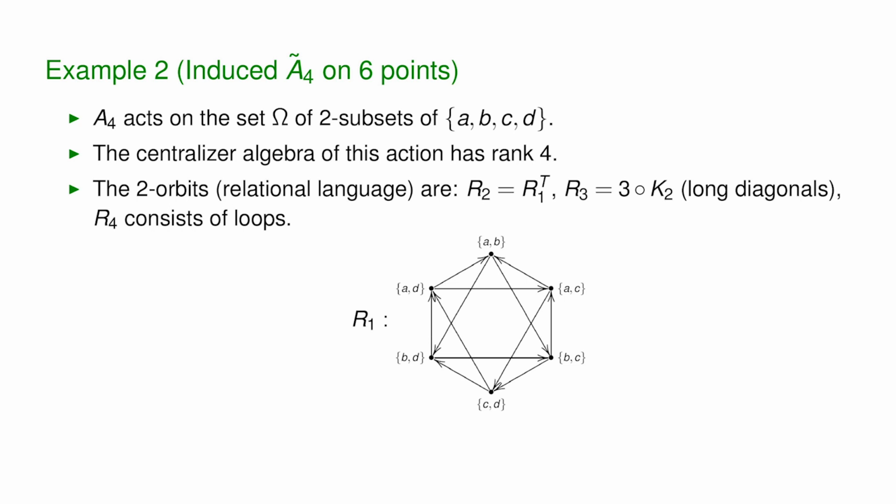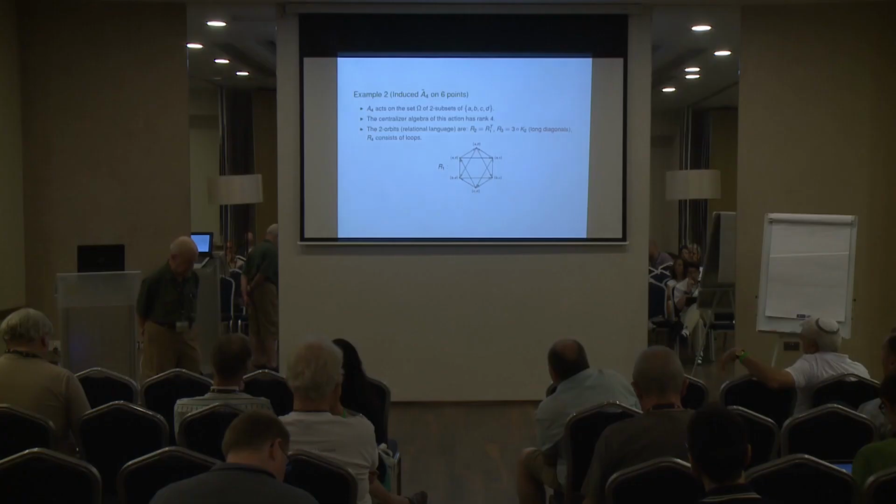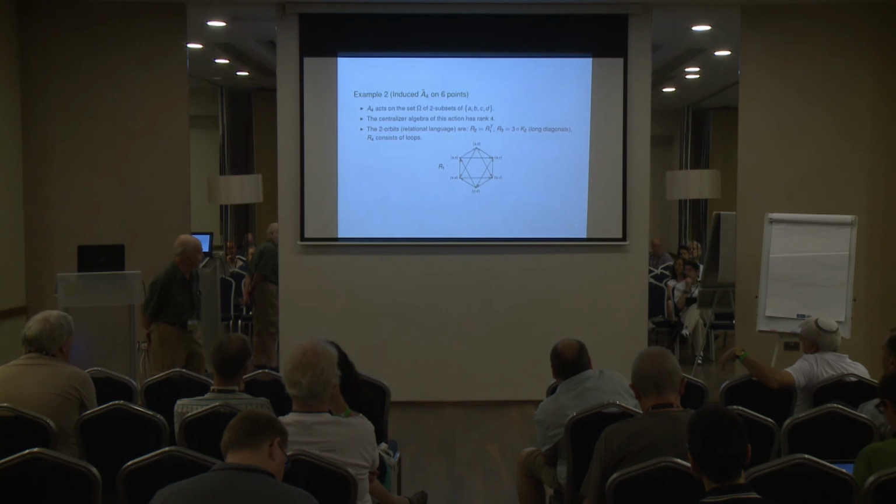Okay, now I consider a little bit more sophisticated example, the so-called induced action of group A4 on 6 points. So now my alternating group A4 acts on the set of 4 elements, which are denoted A, B, C, D, and I consider as omega the set of all 2-element subsets of this set. Clearly, we have 6 such subsets, and I consider the induced action of the alternating group. And it turns out that our centralizer algebra has rank 4.